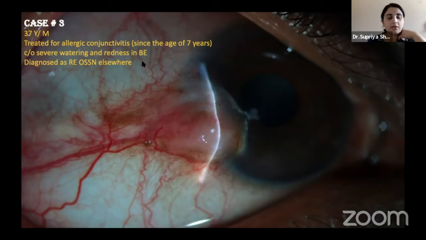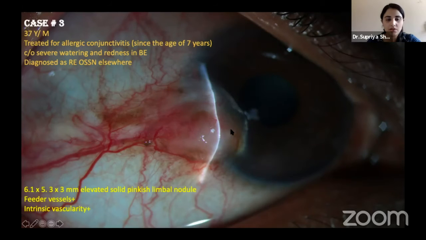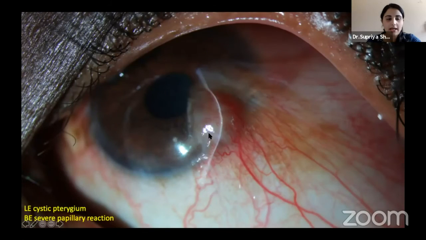The third case is of a 37-year-old male who had a history of chronic allergic conjunctivitis from the age of 7 years. When the patient presented to us, he was actually referred to us because he was diagnosed to have OSSN elsewhere in the right eye. And as we see, there was a limbal lesion with a limbal nodule that was present with intrinsic vascularity and feeder vessels over here. The left eye had a cystic pterygium, and both eyes had severe papillary reaction.